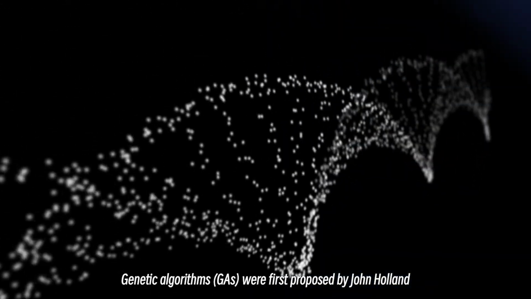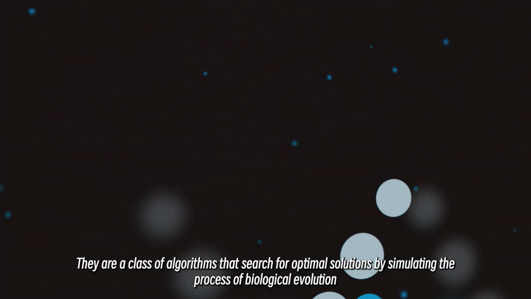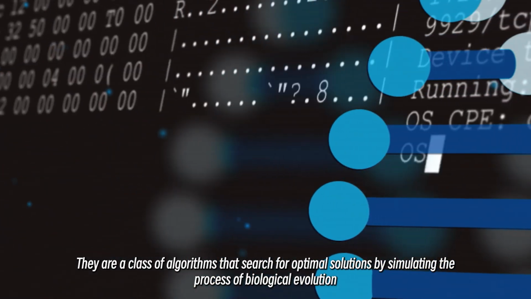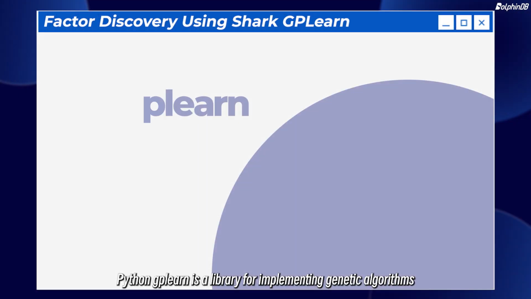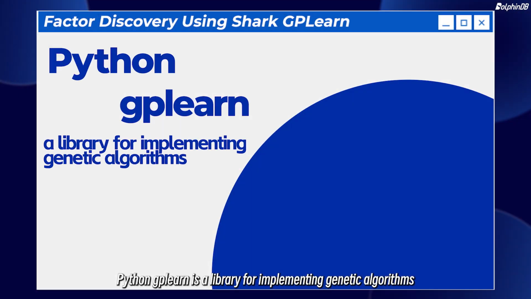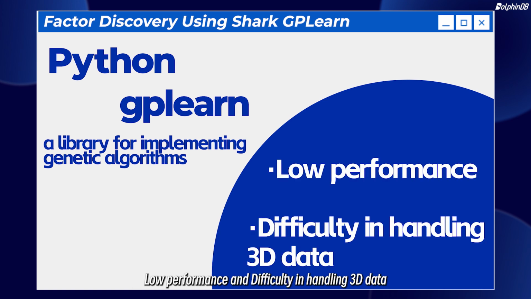Genetic algorithms were first proposed by John Holland. They are a class of algorithms that search for optimal solutions by simulating the process of biological evolution. Python GPLearn is a library for implementing genetic algorithms. Despite its widespread use, Python GPLearn faces two challenges in factor discovery: low performance and difficulty in handling 3D data.